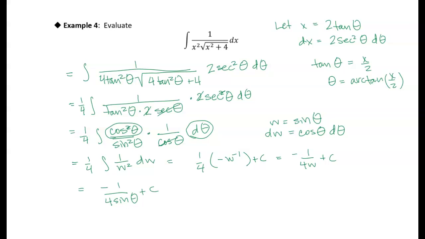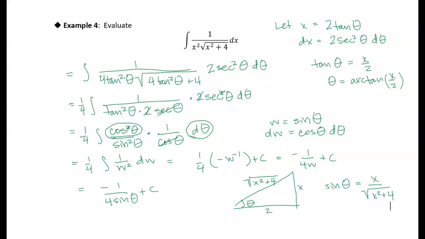But I can use another sneaky little trick here. If I draw a right triangle where theta is one of the angles, and tangent is x over 2, I can make this side x and this side 2, so the tangent of theta is x over 2. I can use the Pythagorean theorem to figure out the hypotenuse, which is the square root of x squared plus 4. Now I can find sine of theta from the triangle. Sine of theta is opposite over hypotenuse, so I get x over the square root of x squared plus 4.